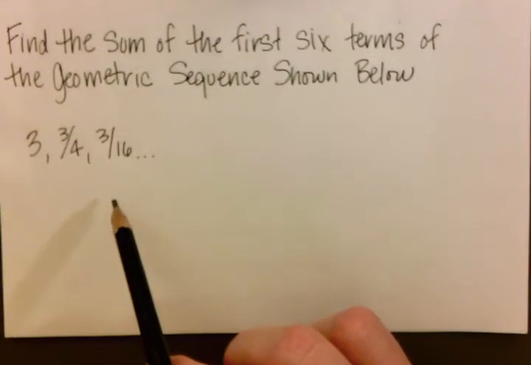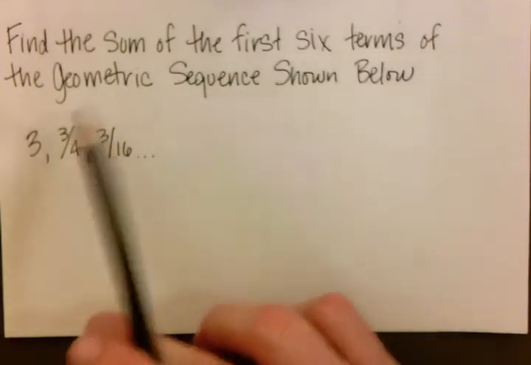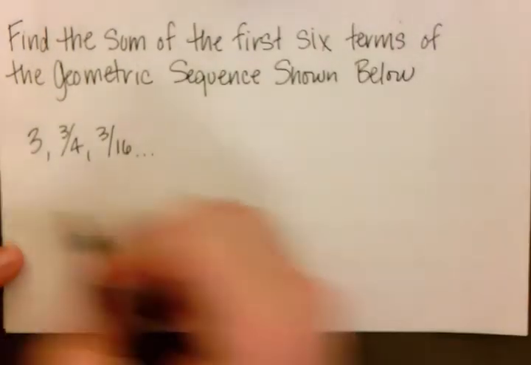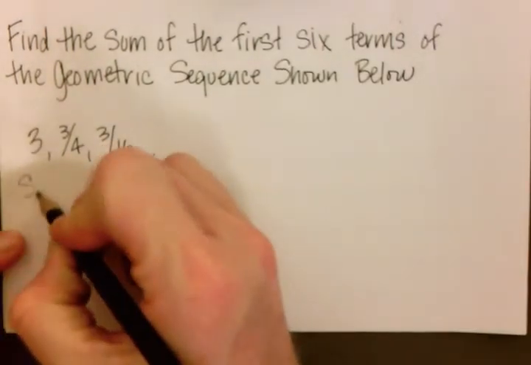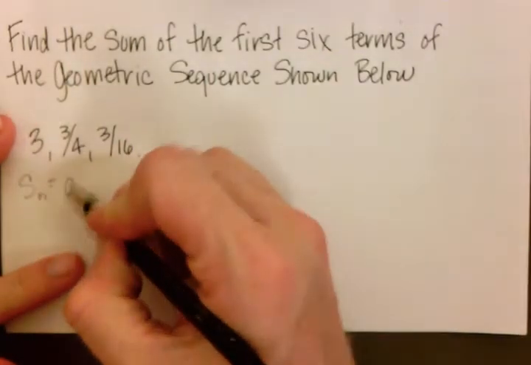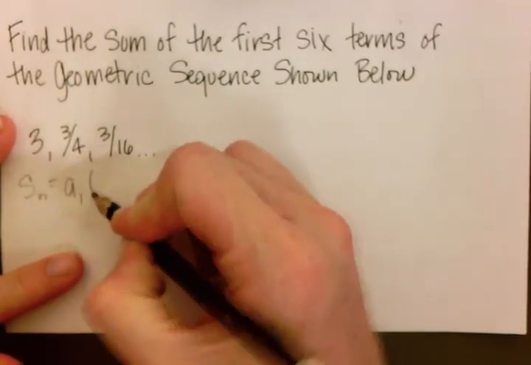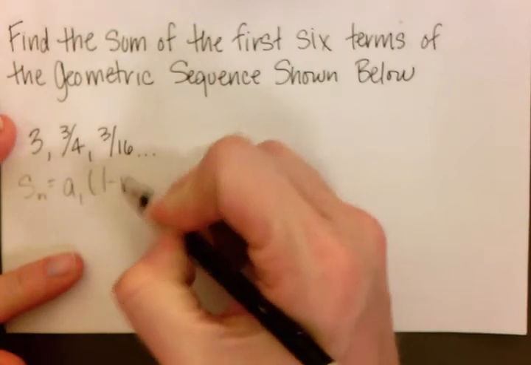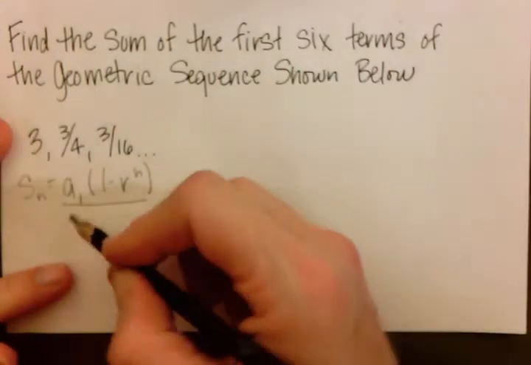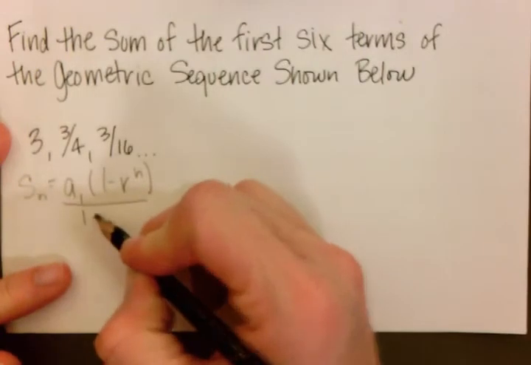Now we know that when we see the clue word here, geometric sequence, we're going to use this formula. And it is S sub n equals a sub 1, multiplied by 1 minus r to the nth power, all of that over 1 minus r.